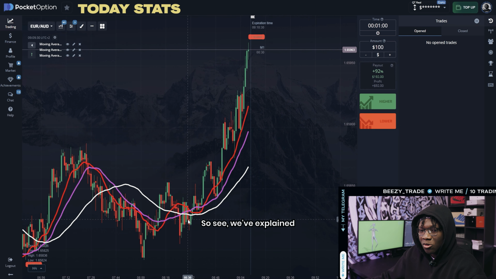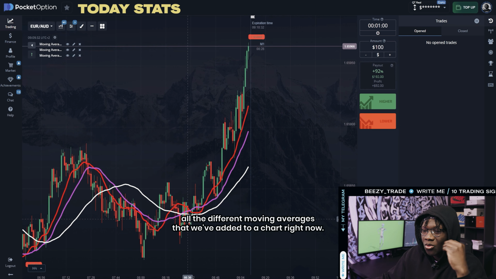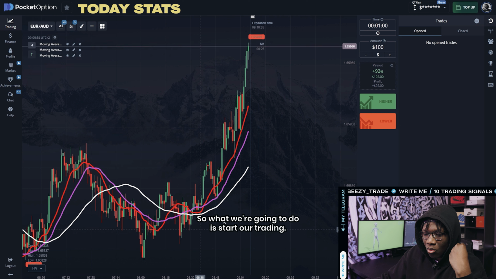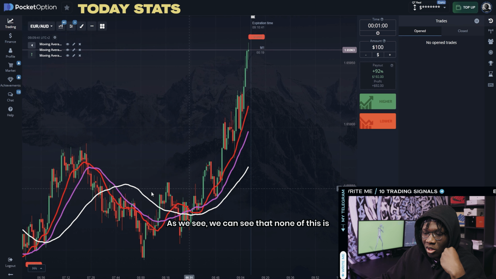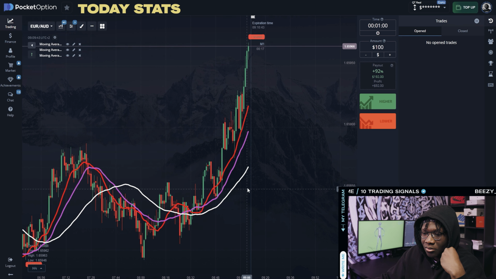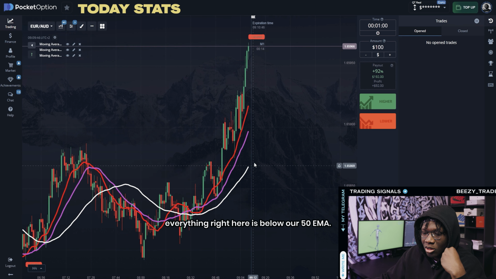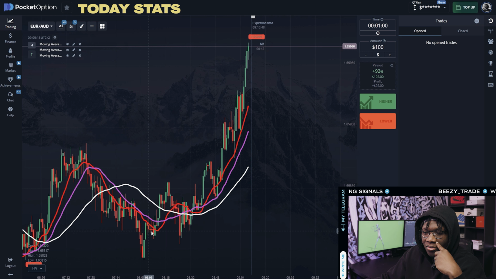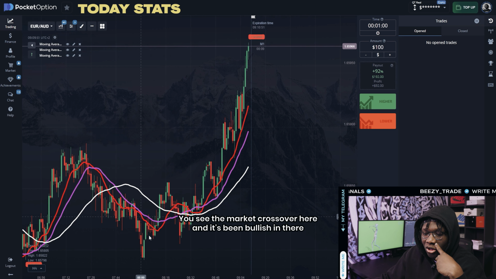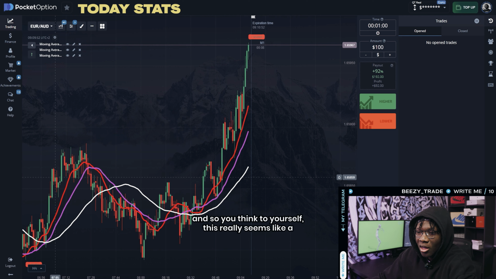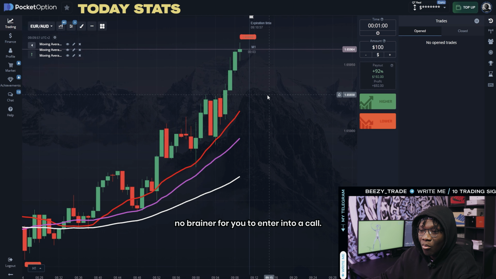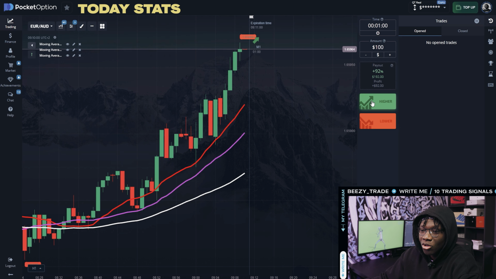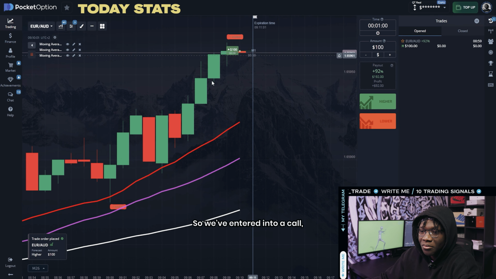So we've explained all the different moving averages that we've added to the chart right now. What we're going to do is start our trading. We're looking for a good entry point in the market. As we can see, everything right here is below our 50 EMA. You can see that the market crossed right here and it's been bullish since then. So you're thinking to yourself, this really seems like a no-brainer to enter into a call. So we've entered into a call.